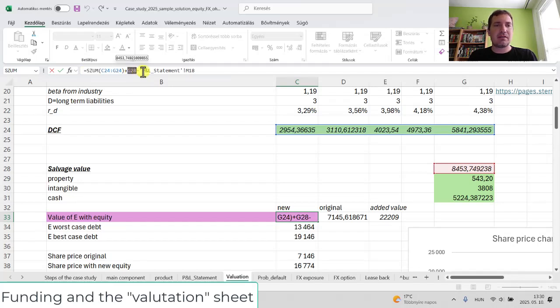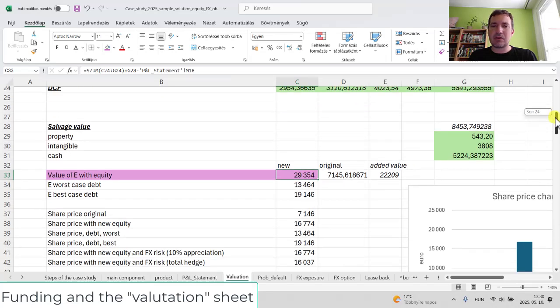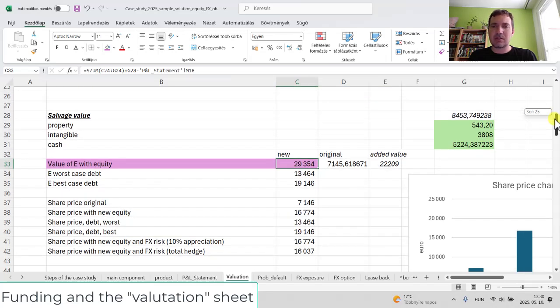This is the salvage value, but this is the debt, obviously, because we are just focusing on the value of equity. So this is the value of the company in millions. And after that, we can have the different sensitivity test, so worst case debt, best case debt, okay, we can save it and we can be really happy with that, because after that we can create nice sheets about them.